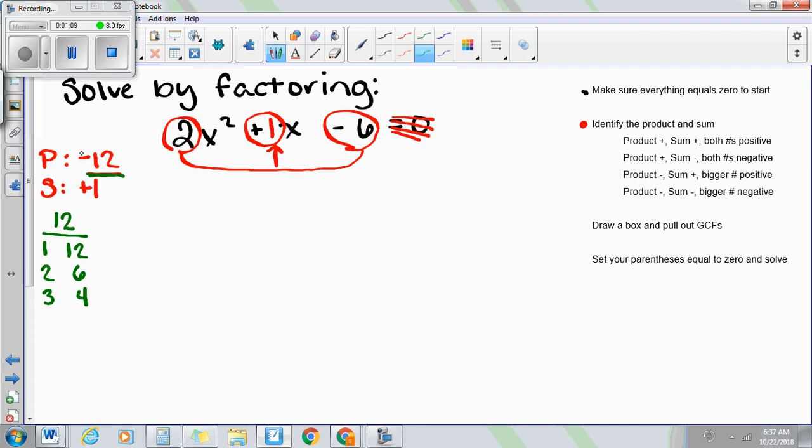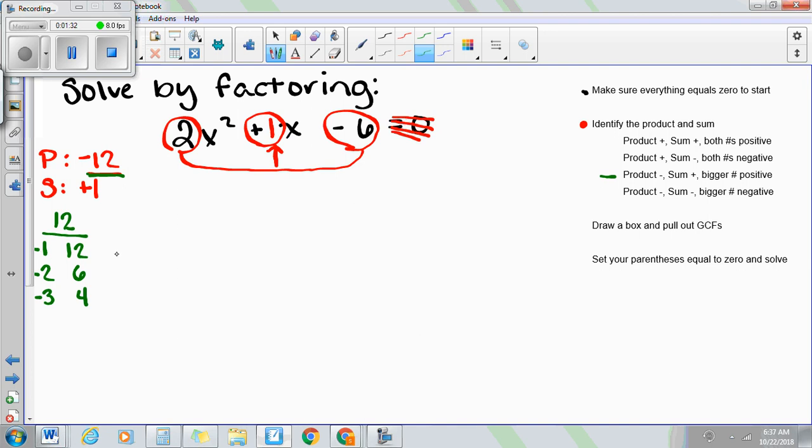I'm going to come over here and check my rules. I have a negative product and a positive sum, which means it's this rule right here, which says the bigger number is positive, smaller number is negative. So if I come over here to my pairs, the bigger number is positive, the smaller number is negative. Smaller number negative, smaller number negative. And I'm going to look through this list and think, if I add these together, which pair will give me positive 1?